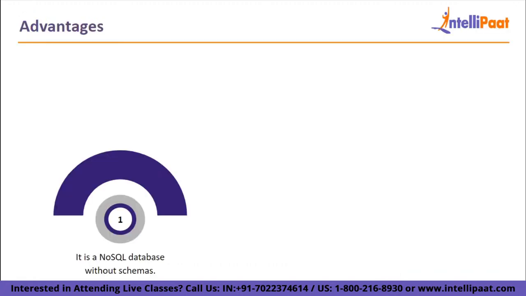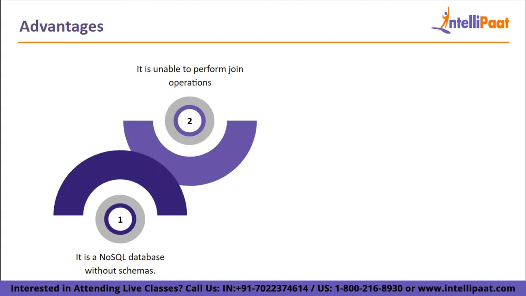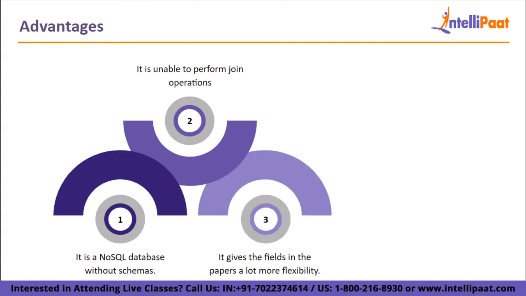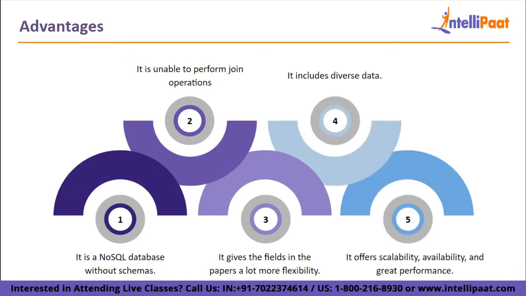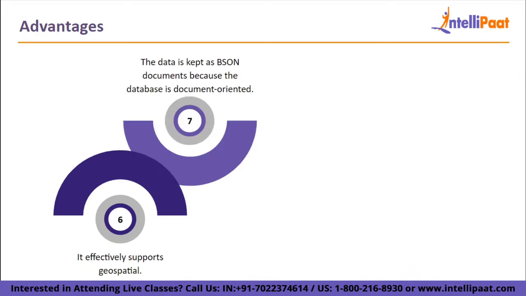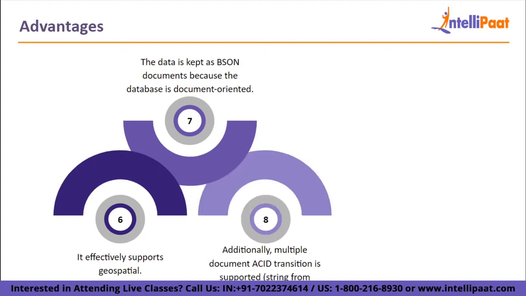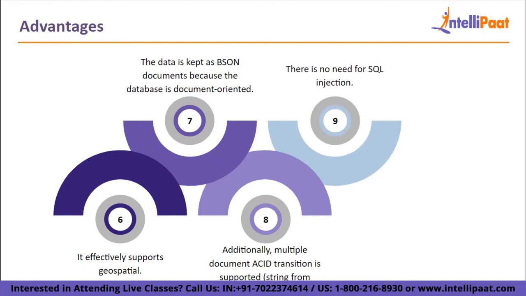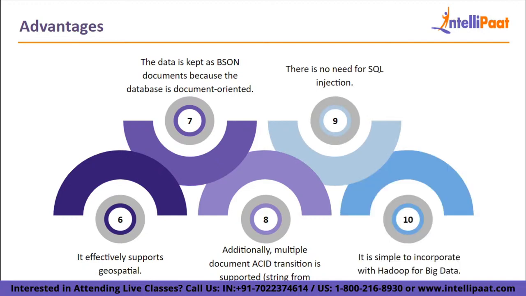Let's take a look at the advantages now. It is a NoSQL database without schemas. When using MongoDB, the database schema does not need to be designed. It is unable to perform join operations. It gives the fields in the documents a lot more flexibility. It includes diverse data. It offers scalability, availability, and great performance. It effectively supports geospatial data. The data is kept as JSON documents because the data is document-oriented. Additionally, multi-document ACID transactions are supported. There is no need for SQL injection. It is simple to integrate with Hadoop for big data.